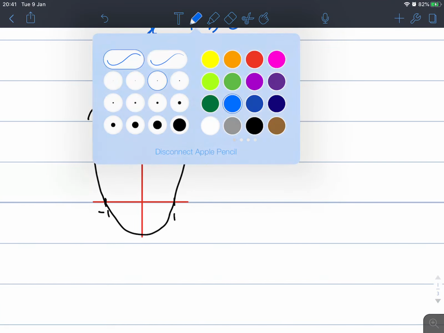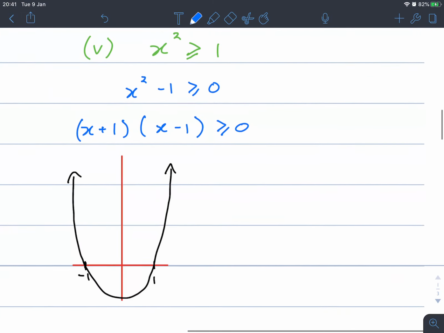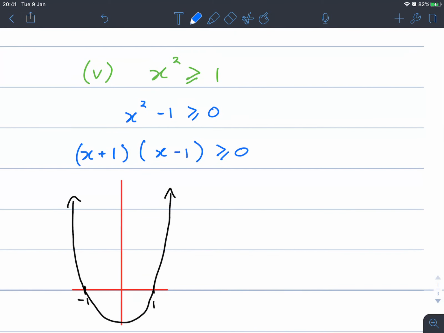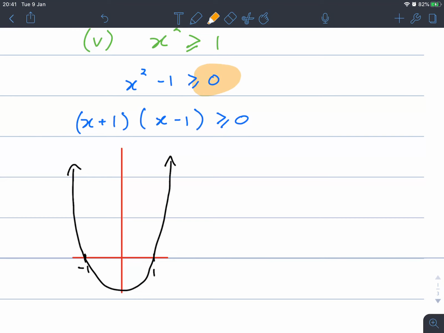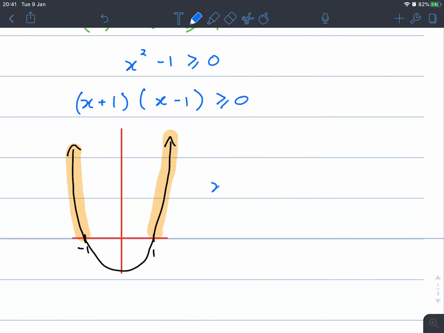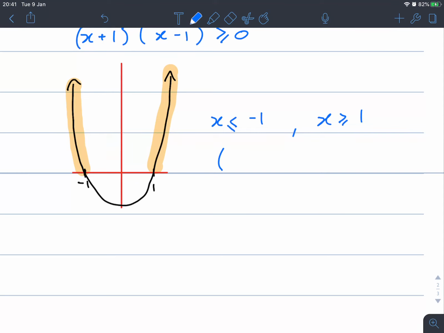And once again, this inequation is asking us where is it greater than 0? Well, these points here. So the solutions for this are x is less than or equal to -1, and x is greater than or equal to +1. And once again, in bracket interval notation, from -∞ to -1, union with 1 to +∞.